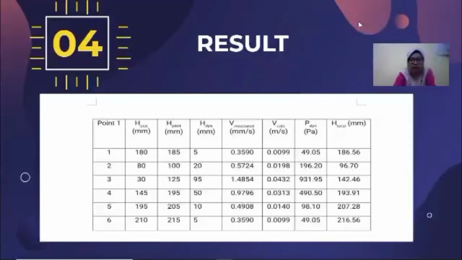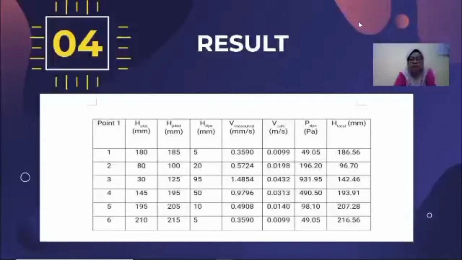warahmatullahi wabarakatuh. My name is Shakira binti Muhammad, MA1912. So for experiment 1, we have done Bernoulli's principle experiment. From the calculation, we got the results for experiment 1, which are dynamic head, measured velocity, calculated velocity, dynamic pressure, and total head.